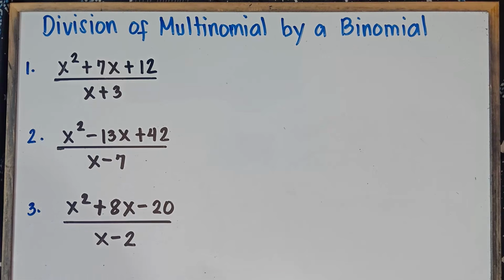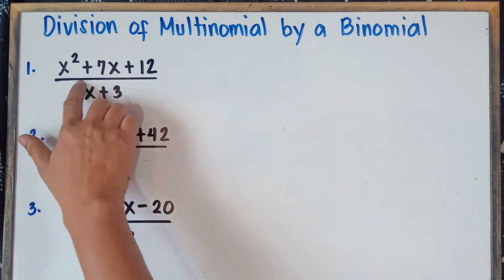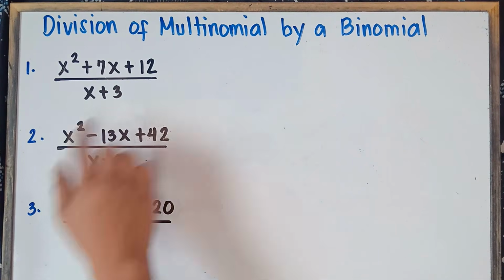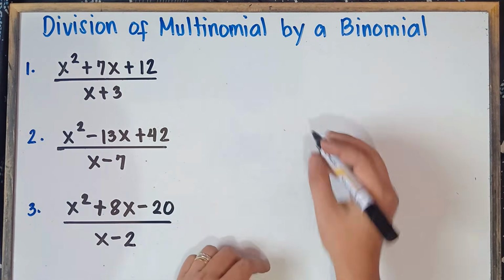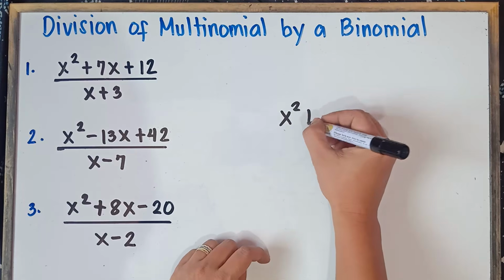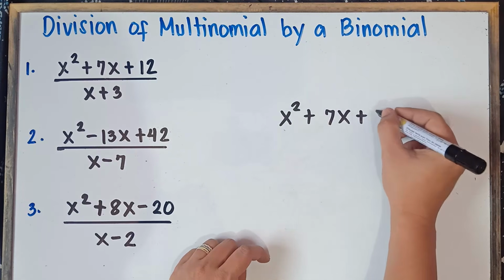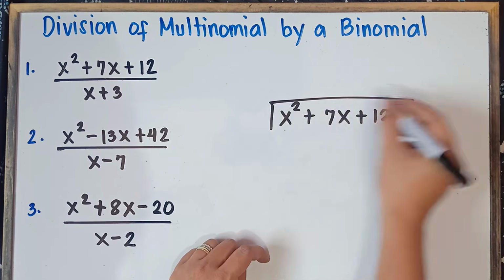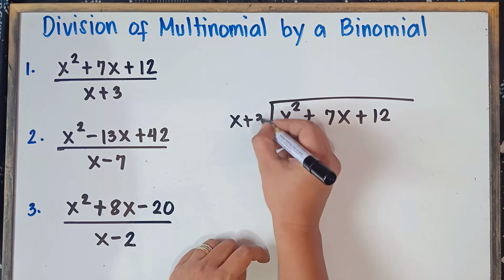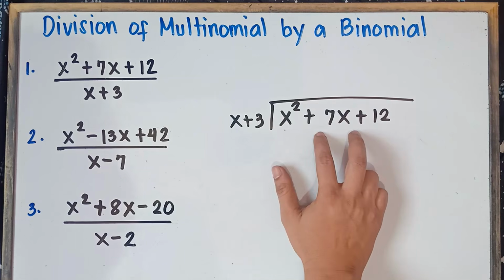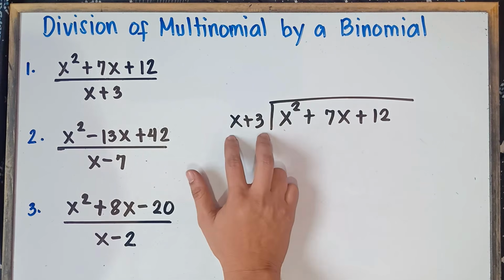Alright, so let's start with example number 1. Our given is x squared plus 7x plus 12 divided by x plus 3. So we can write this as x squared plus 7x plus 12 divided by x plus 3. This will be our dividend, and this will be our divisor.